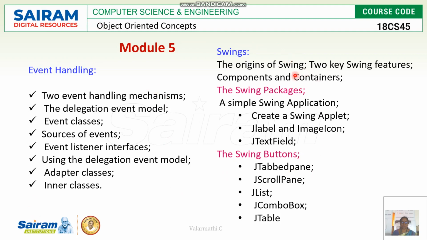The second portion of Module 5 starts with the concepts of Swing. Swing is another concept which involves events in Java programming. That package itself is different from the normal Java package. So in the second portion of Module 5, we are going to discuss Java Swing applications, the different types of Java Swing buttons, and how a GUI environment is designed in Java. So Module 5 consists of two portions: the first is event handling and the second is Swing.